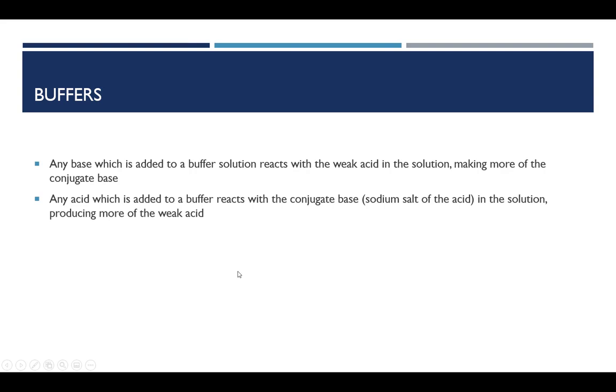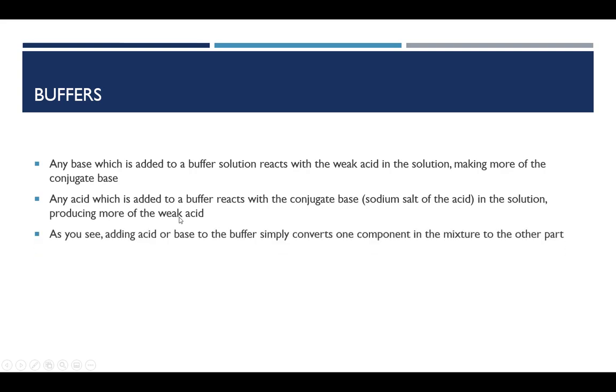So at the end of the process, I still have some conjugate base left over, assuming I didn't add too much acid, and I have more weak acid. But since I still have both of them together in the solution, I still have a buffer solution, and that will continue to resist pH change so long as both compounds, the conjugate base and the weak acid, are present in the solution. So adding acid or adding base simply shifts the amount of the weak acid or its conjugate base that we have in the solution, but we still have both parts.